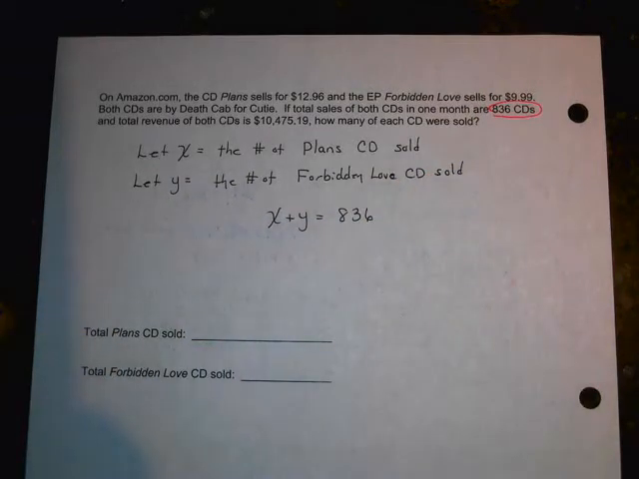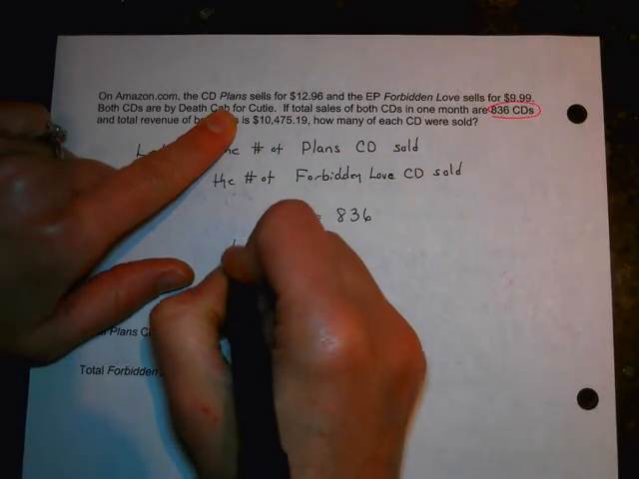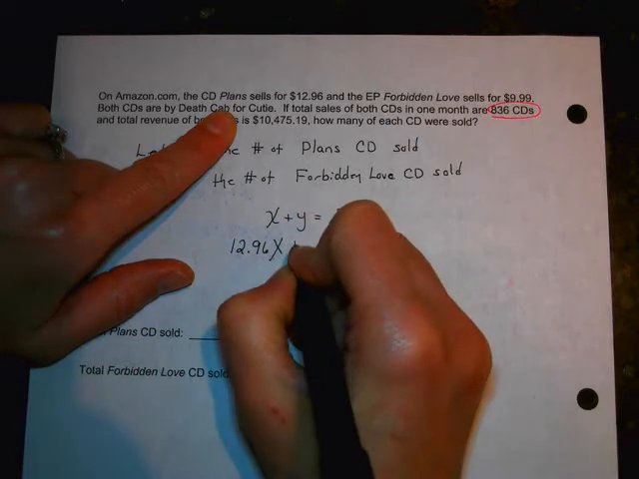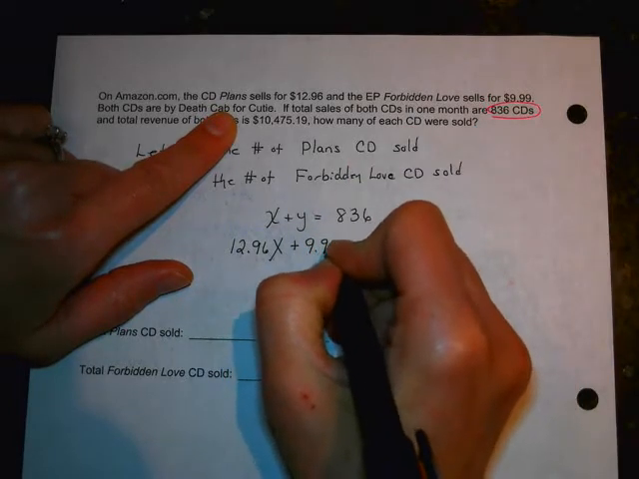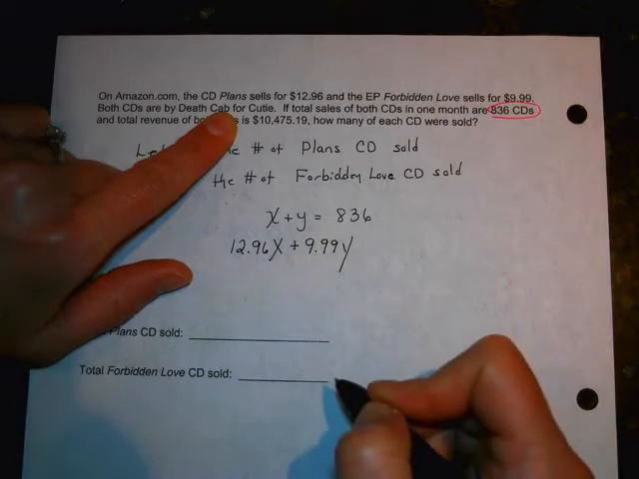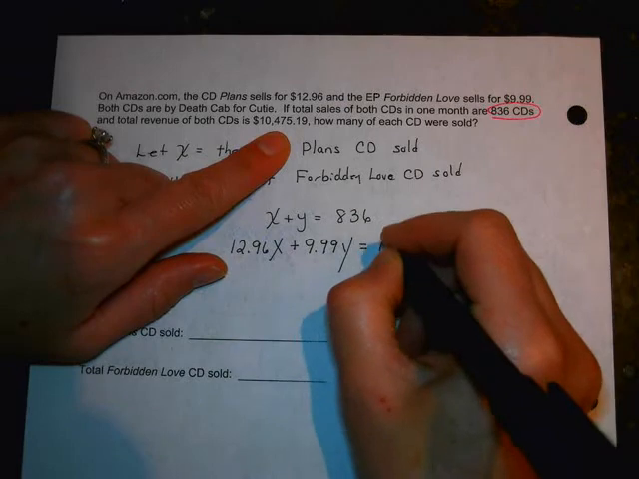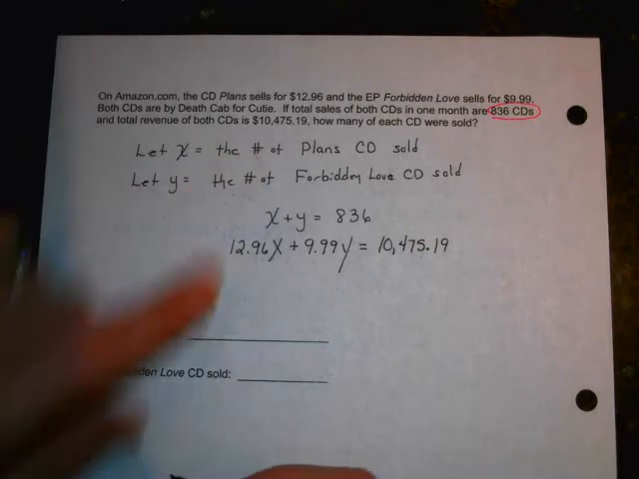Alright, and then for the Plans CD, they made $12.96 for every one of those that were sold, and Amazon made $9.99 for every Forbidden Love CD sold, and they made a total of a lot of money. That's how much they made in total. Right, so I think we'll do substitution.